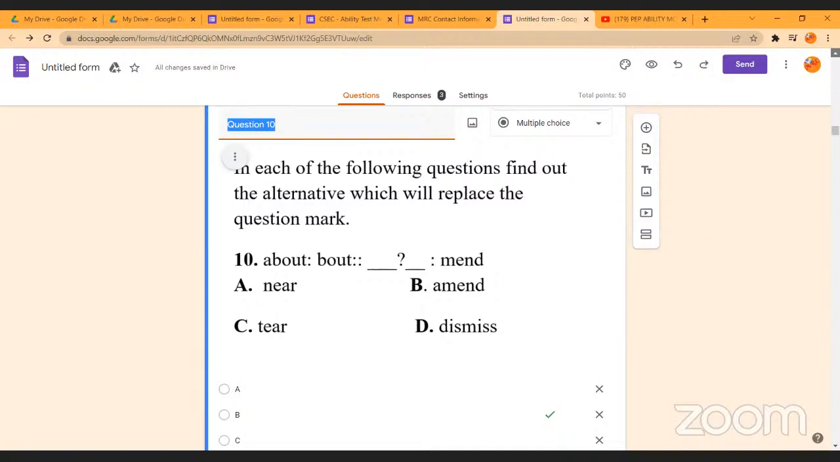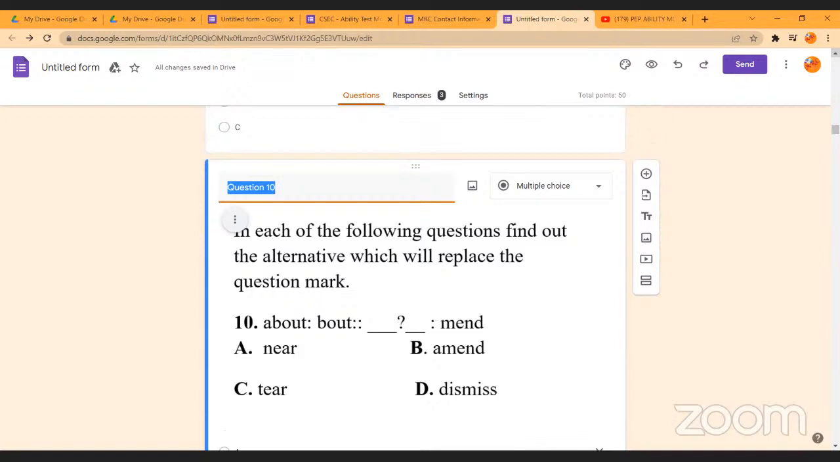What's the answer? What do you notice is happening? It's getting rid of the first letter, miss. Awesome. So what is the answer? B. Amend. Absolutely amazing. Amend is the answer. Well done, my darling. Let's go with the next question.